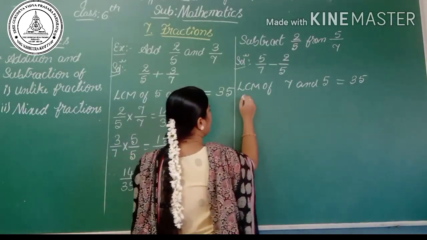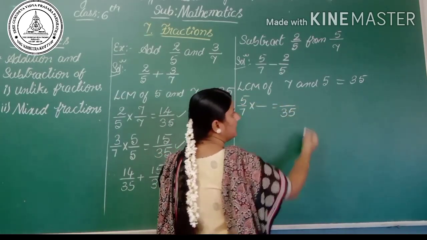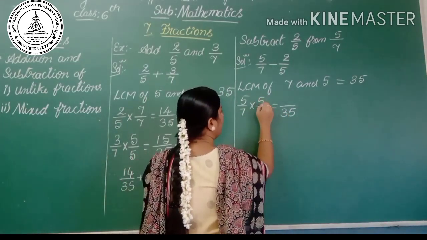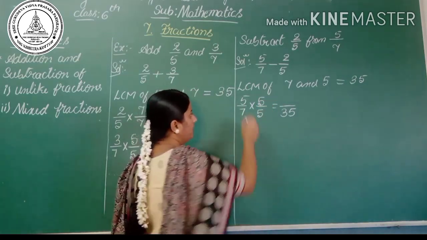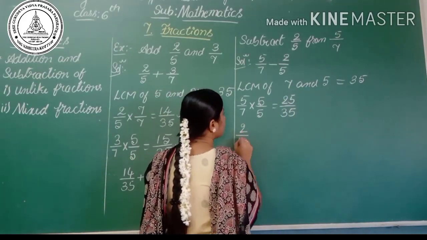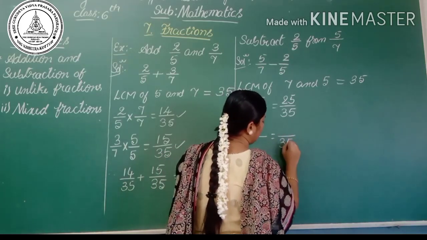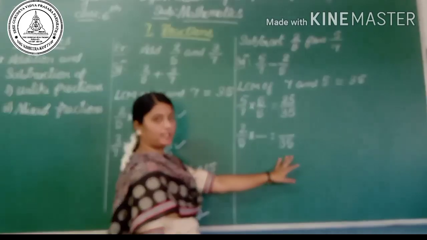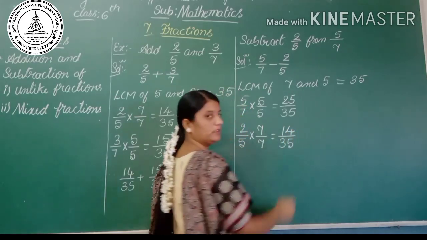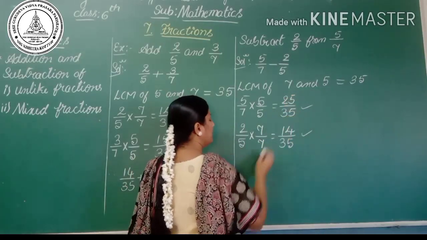Take the first fraction, 5 by 7, and make the denominator 35. 7 times 5 is 35, so multiply the numerator by 5 too. 5 times 5 is 25. Then the next fraction is 2 by 5, make the denominator 35. 5 times 7 is 35, then 2 times 7 is 14. Now subtract these two fractions.